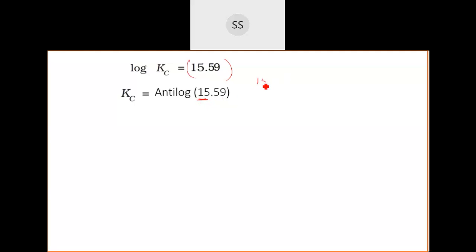So that means it is 15 plus 0.59. Whatever you are getting in the initial part, you will take as power. So here this will get converted into 10 to the power 15, so directly in the answer you can write this as 10 to the power 15. Now for the next thing, what you need to calculate is the anti-log of 0.59, because I said 15 will get converted to power. So for 0.59, we need to find the anti-log.